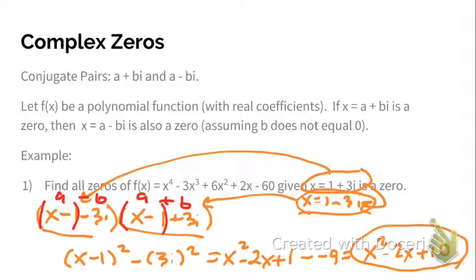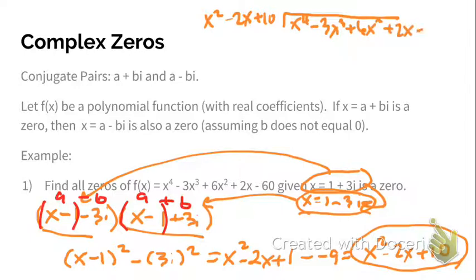And now we could do long division with that and divide it out of the original polynomial to see what's left over. So we're going to have x to the fourth minus 3x cubed plus 6x squared plus 2x minus 60. So now we're going to do long division because this is not a linear factor, it's a quadratic factor. So we're going to put an x squared right there and multiply that all out.